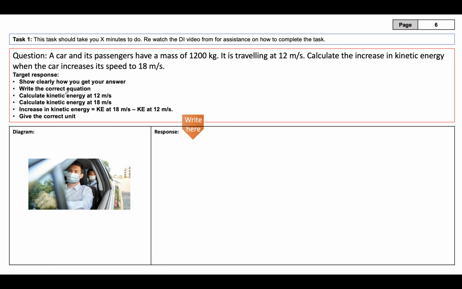You need to then write the correct equation. You need to calculate the kinetic energy at 12 meters per second. You then calculate the kinetic energy at 18 meters per second, and then you do the final kinetic energy minus the initial kinetic energy, giving the correct unit with your answer.